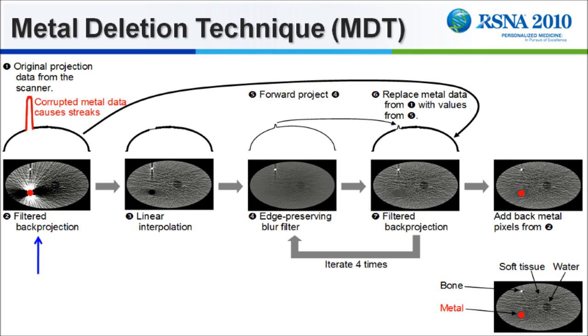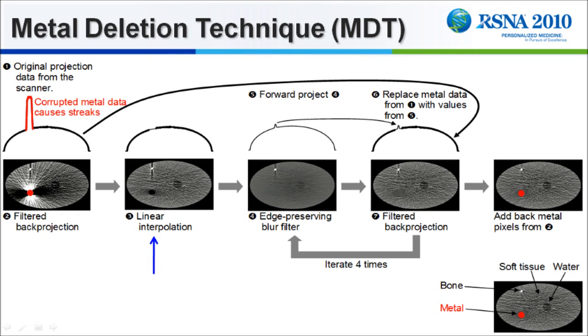The metal pixels are highlighted in red, and projection data that involve metal are also shown in red. You can see all the artifacts around the metal, which are caused by the inaccurate metal data. To reduce the artifacts, the metal data can be deleted and replaced with values linearly interpolated from adjacent data. This is called the linear interpolation technique.